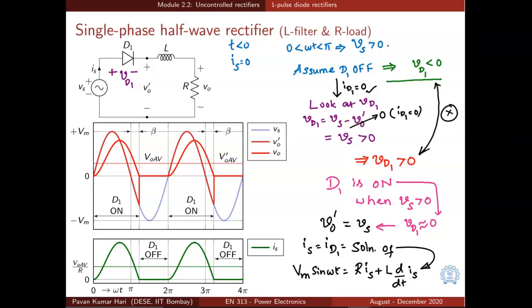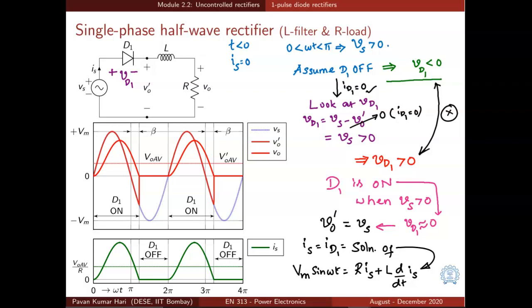As we assumed that the diode is off, the current ID1 is 0. So we need to look at VD1, and VD1 is Vs minus Vo dash, shown here, and Vo dash is equal to 0 because there is no current flowing in the circuit. So VD1 will be equal to Vs, which is actually greater than 0. So we are inconsistent with the assumption. So D1 should be on when Vs is greater than 0.